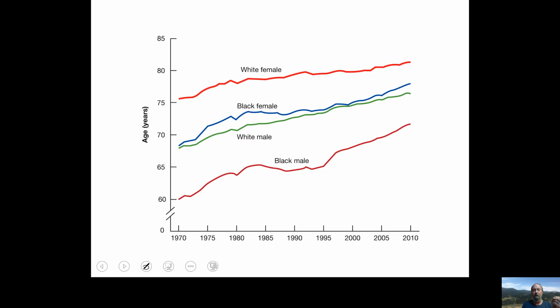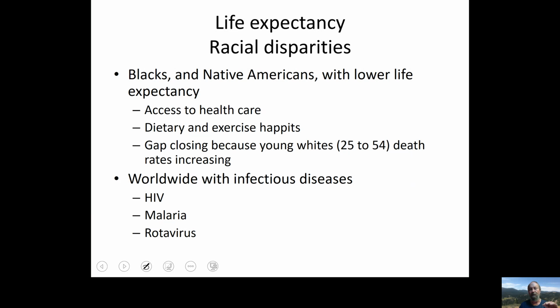Generally, people are living longer. This is over time. However, let me get this turned to green. White males are dropping off. White males are having a shorter lifespan, mainly due to suicides and opiates. So that's interesting. They're dying more. African Americans and Native Americans have a lower life expectancy, due to access to healthcare, dietary and exercise habits. But again, the gap is closing with the white males between 25 and 54, again, due to opiate overdoses and suicides.